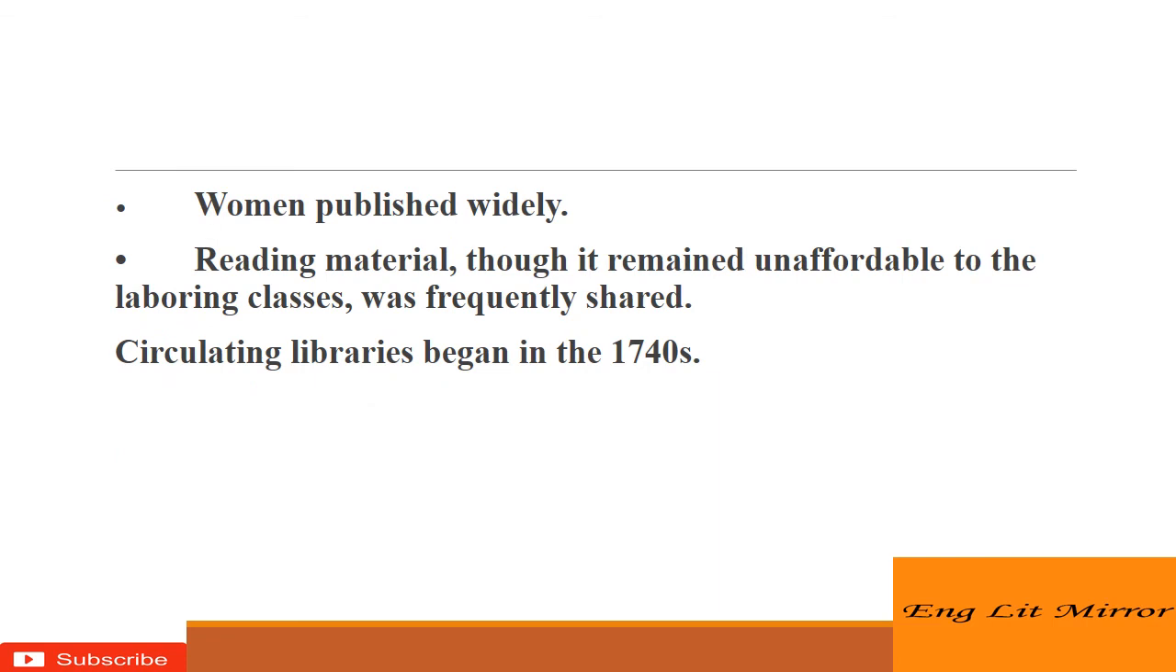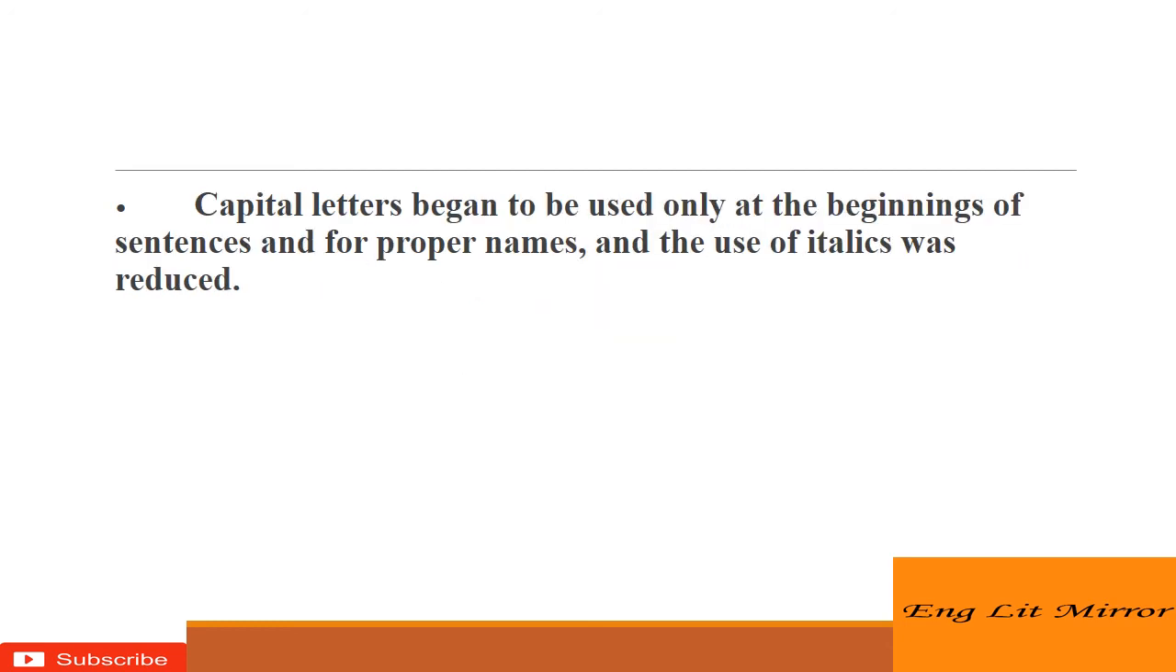Women published widely. Reading material, though it remained unaffordable to the laboring classes, was frequently shared. Circulating libraries began in the 1740s. Capital letters began to be used only at the beginnings of sentences and for proper names, and the use of italics was reduced.